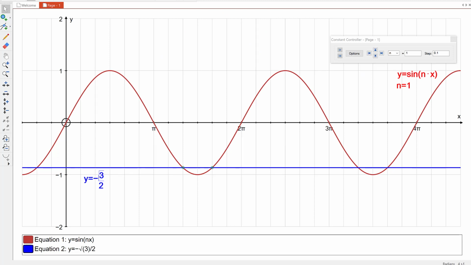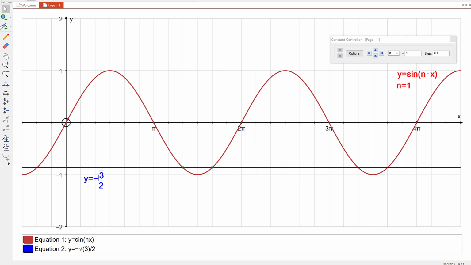Okay, so here we're looking at 2 graphs. We've got y equals sine x. I've technically drawn y equals sine of nx, but at the moment n is 1, and so we're looking at y equals sine of x. And the blue line is y equals negative root 3 on 2. Apologies for the slightly difficult to read square root notation, but that is negative root 3 on 2.